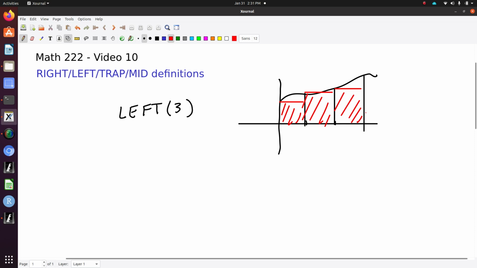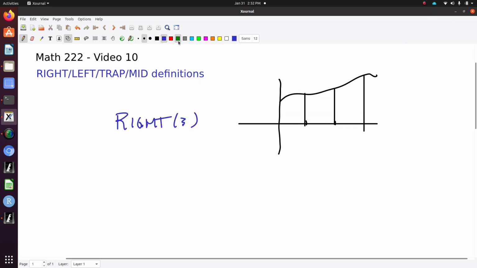If it's right, obviously the boxes emanate from the right instead. So let me just set that up. Okay, so if I wanted to do boxes from the right, I would set it up this way. Okay, and I would find the area of this box, the area of that box, the area of that box.